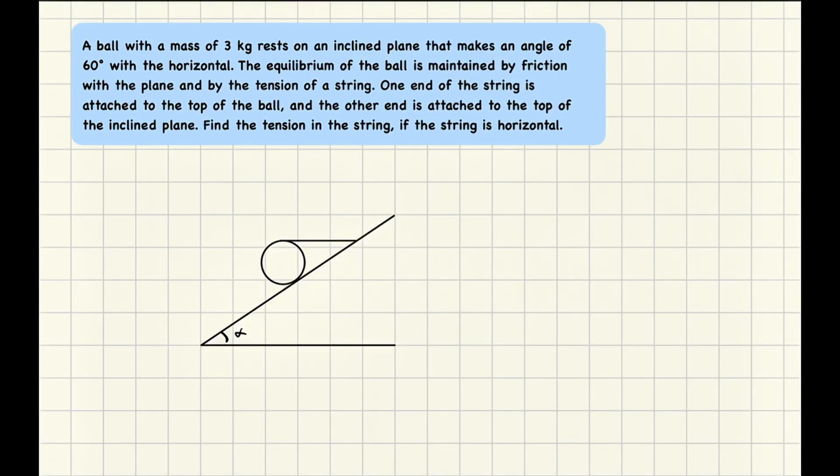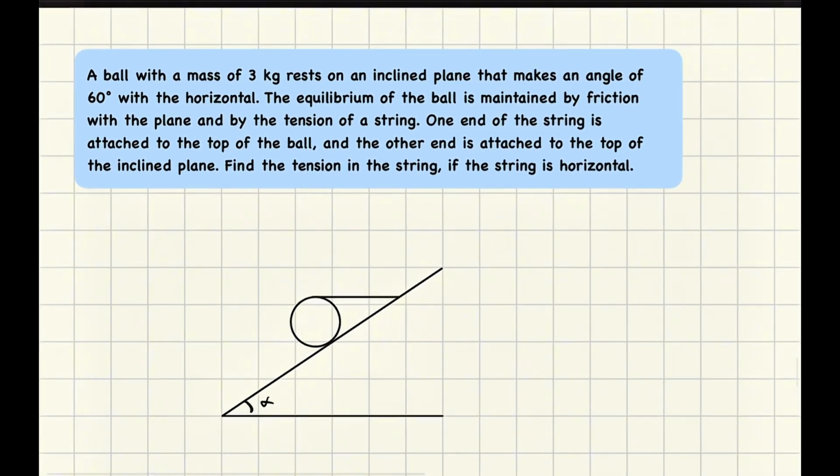Good day, friends. Let's try to solve this problem, which is about torque, and I hope that this problem will teach you some ideas and some hints on how to work with torque. So the problem goes like this.